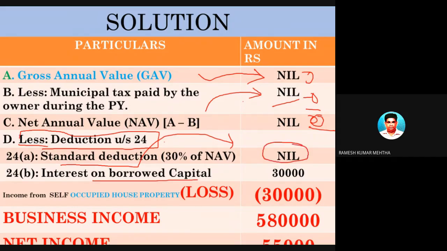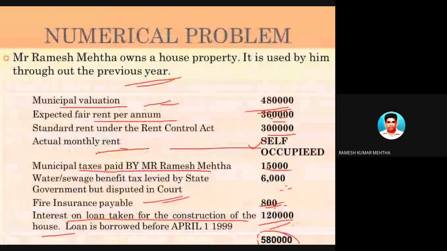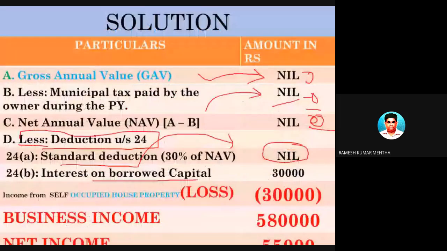And interest on borrowed capital, as already told, as the loan is taken before 1/4/1999 and not on or after 1/4/1999, in this case interest is allowed to a maximum of 30,000 rupees. Even though he has paid 1,20,000, he is allowed to deduct 30,000 rupees. Now income from house property, there is a loss. 0 minus 30,000 is a loss. Now business income.